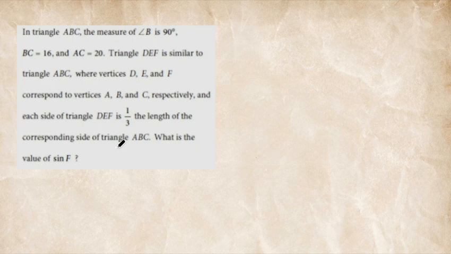Over here, you see there are so many numbers, so many letters, right? So the best way to tackle this kind of question is just to draw it out and make sure you pay attention to what is being given in the question. So let's draw it out. We have ABC where B is 90 degrees, so this is B, A, and C. Now they say BC is 16 and AC is 20.